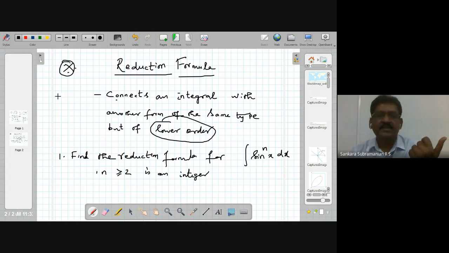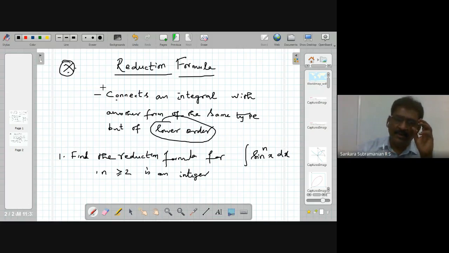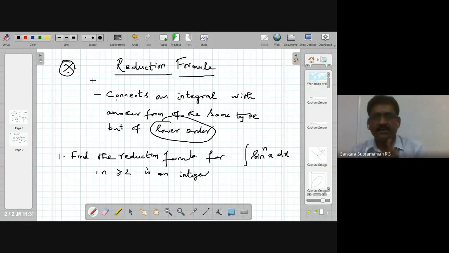In university examinations, this is very important, in the sense that they will ask, find the reduction formula for sine power nx. There are so many things, cos power n, cot power n, cosecant, a lot of things. To start with, we can go ahead with the easiest formula, sine power nx dx. So the question will be like, find the reduction formula for the integration of sine power nx dx. Here n should be a positive integer, greater than or equal to 2.